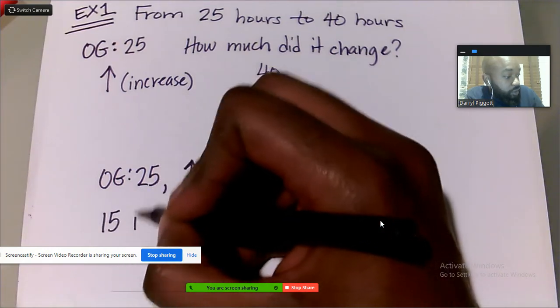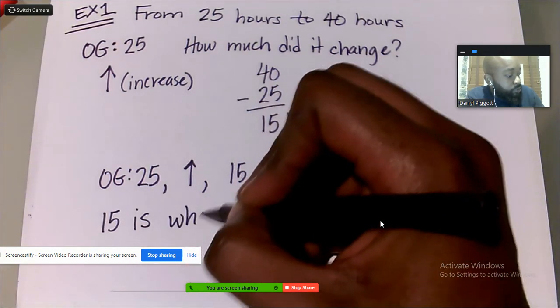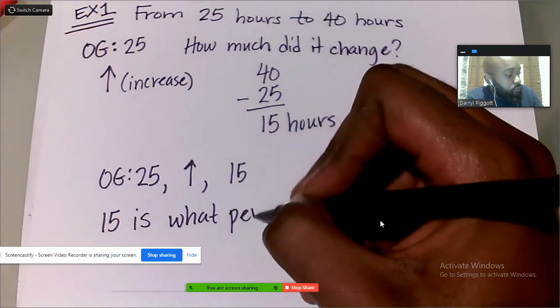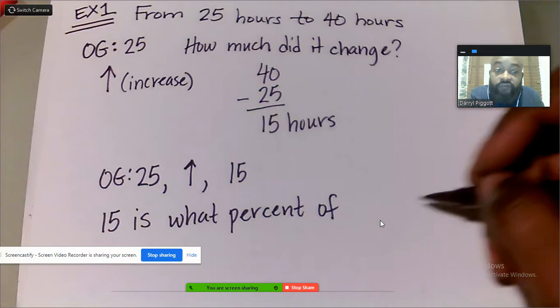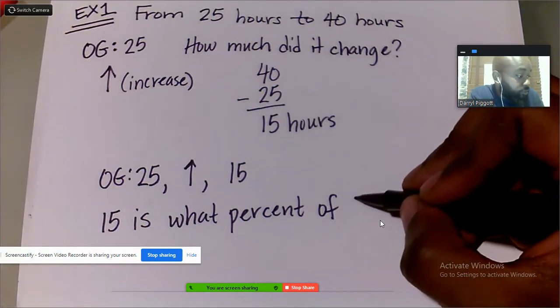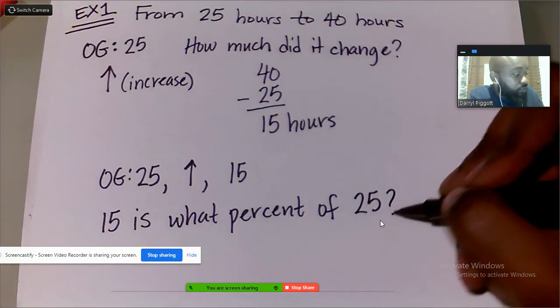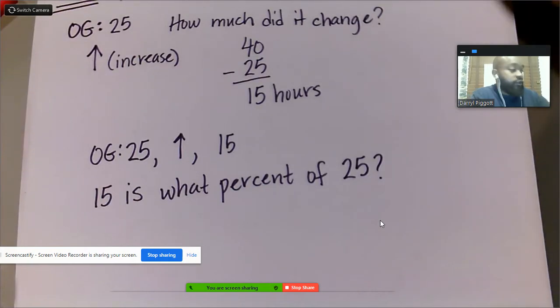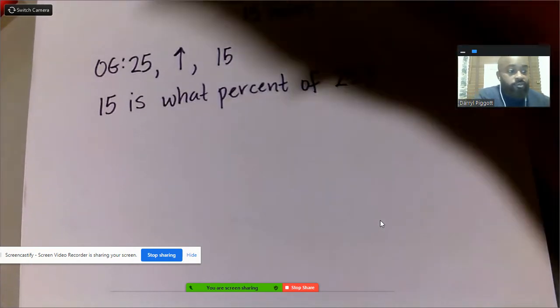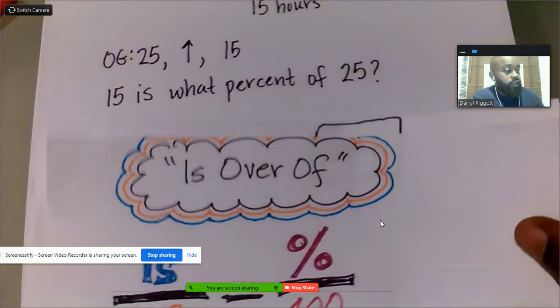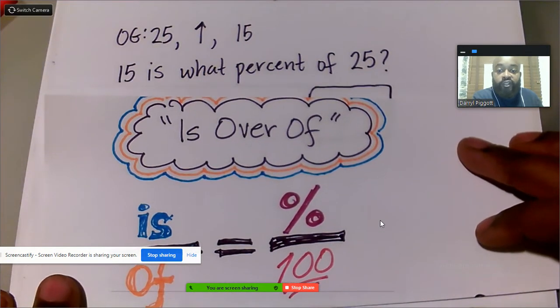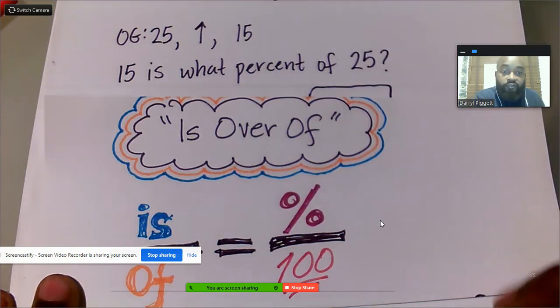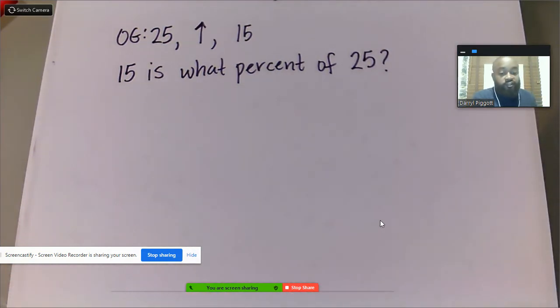15 is what percent of, and it's always of the original amount. So of 25. Now look what we did. We have turned this week's problem into a last week problem. All right. Now we've already done a video on how to do is over of problems, but I'll just finish this one because I love y'all.